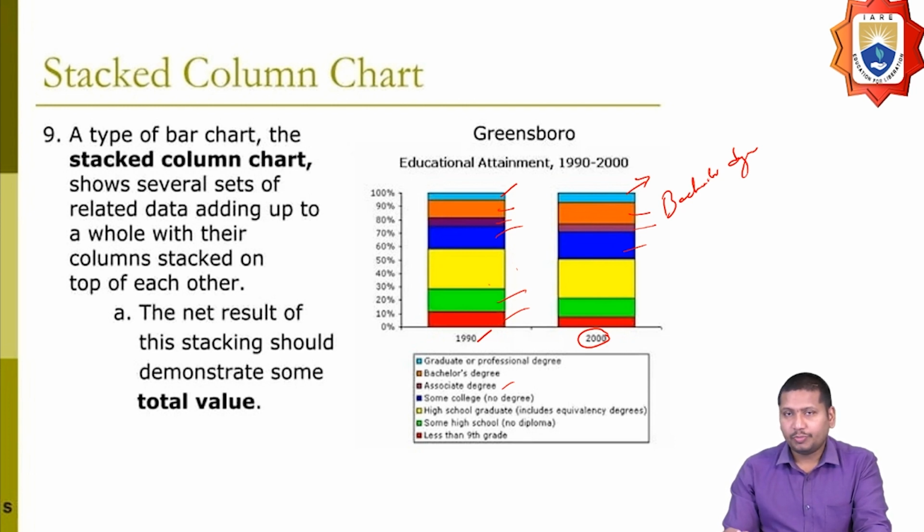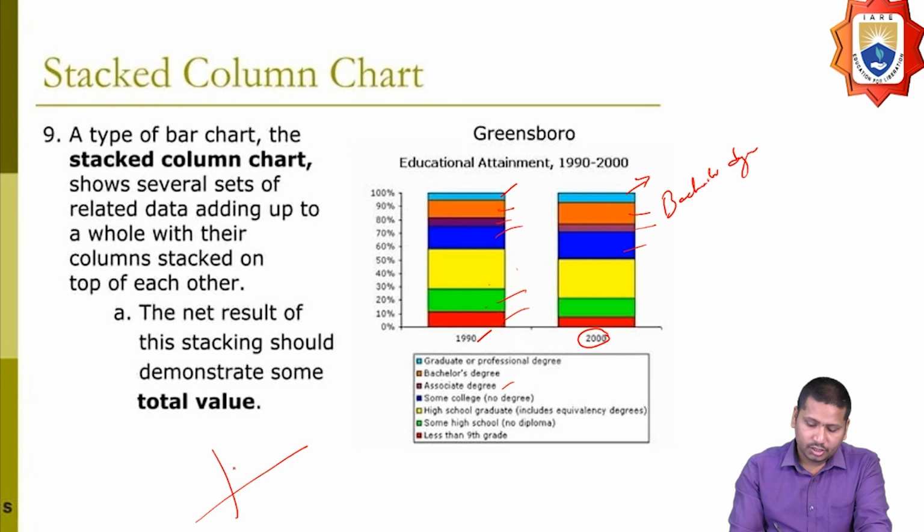It would be unable to represent this if I use a single bar or multiple bars. If I represent the same thing in a single bar, representing this entire thing is not at all possible. So we can go only for this stacked bar. So 1990, and similarly in 2000, it looks like this.